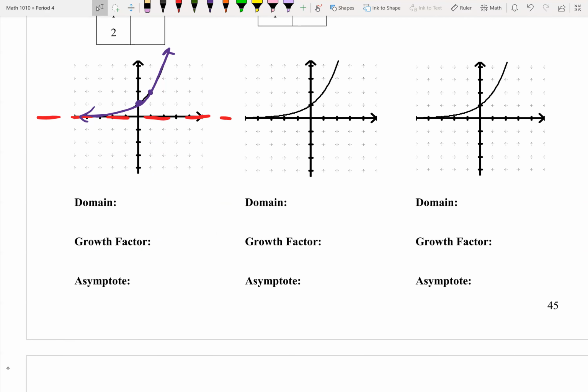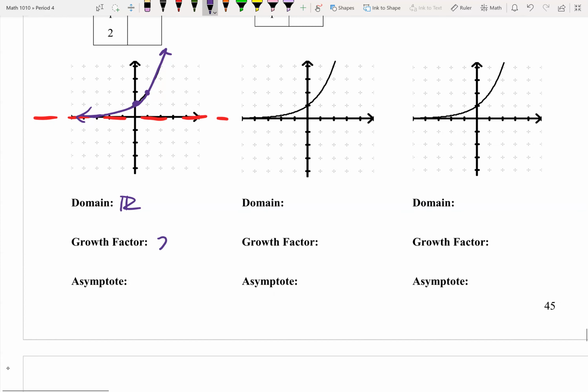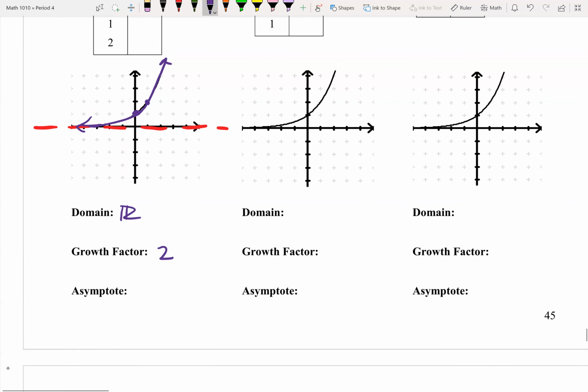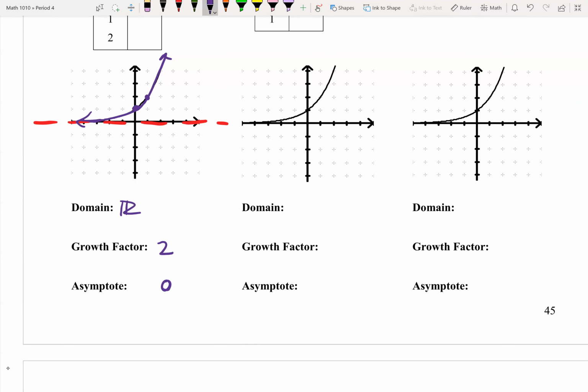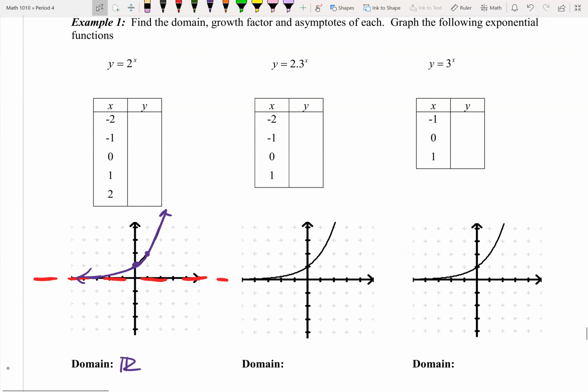Okay, now everybody look at that right there and just shout this out. What is the domain of that graph? Tell me. All real numbers. See how nice it is if everybody just responds. We can just cruise right through. The growth factor is the base. What's our base? A 2. That's it. And the asymptote is not 0. It is what, everybody? Y equals 0. Good. Now, in my opinion, we're done.